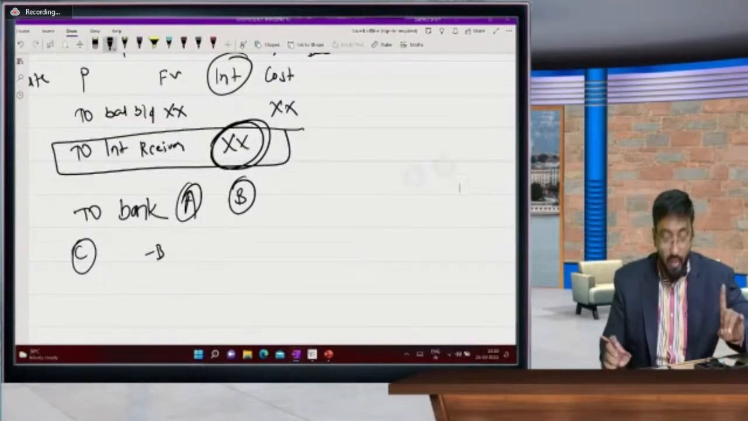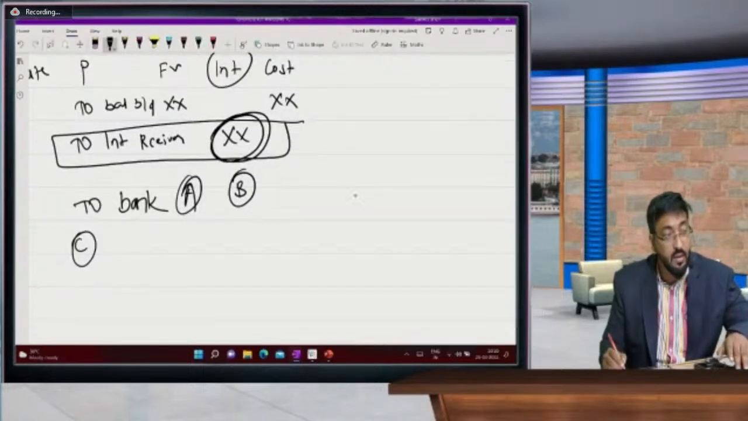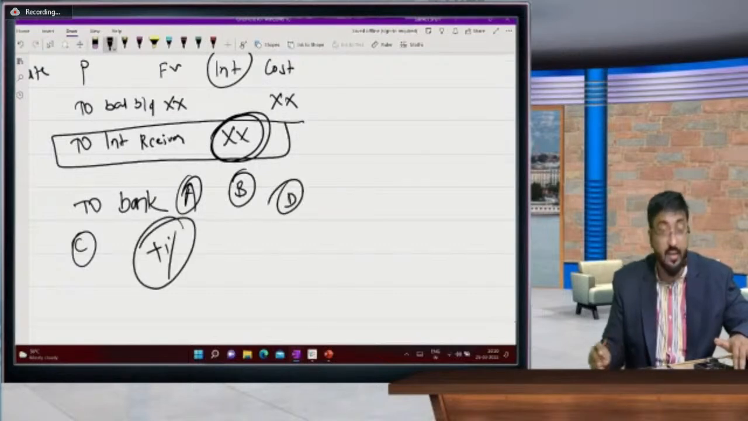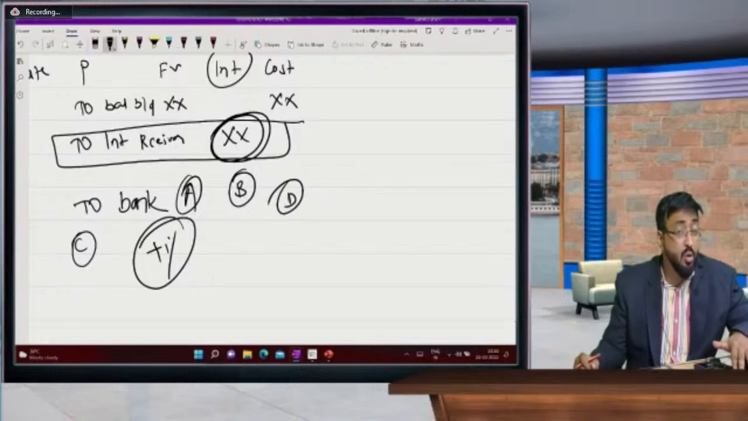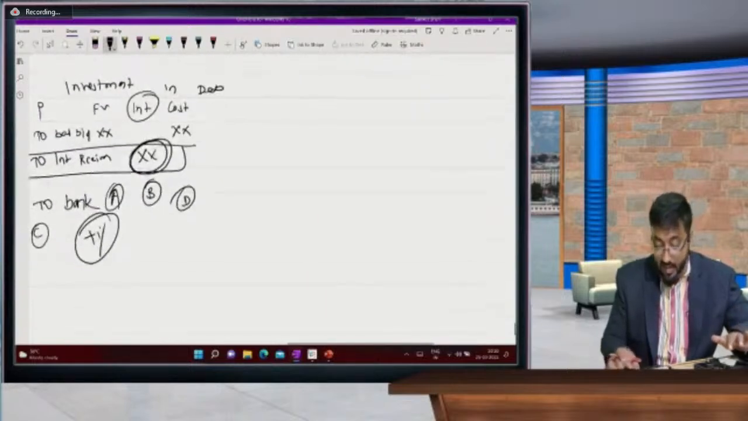And one more thing, if there is brokerage, then in purchase, only purchase, you will add it. So brokerage, you will add it, and then you will get the D answer. Are you going to calculate profit or loss on purchase? No. Then after that, what is the next date?